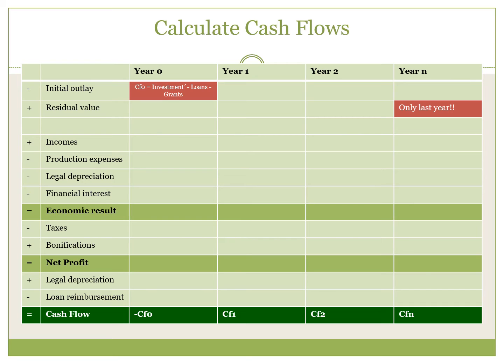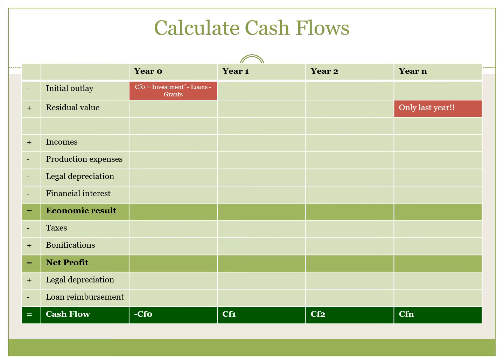Let's start with the initial outlay. The initial outlay represents the money the company is using from its own funds in order to get the investment. So we're going to calculate it as total investment minus loans minus grants. That formula will tell you how much money the company is using from its own funding in order to get the investment. Then we have the residual value.